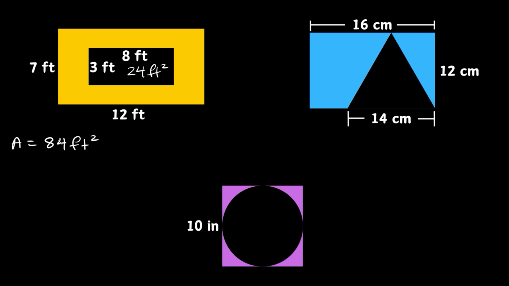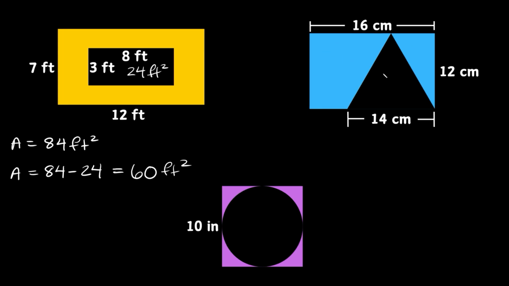So the total area, again, is 84 feet squared. This inside area is 24. So the shaded region, the area of the shaded region would just be the total area minus this cutout area, which is 24, which is equal to 60. All right. So the area of the shaded region here is equal to 60 feet squared.